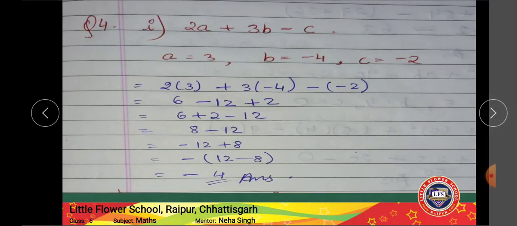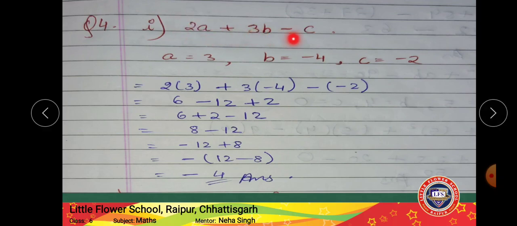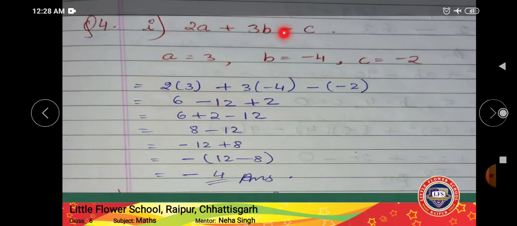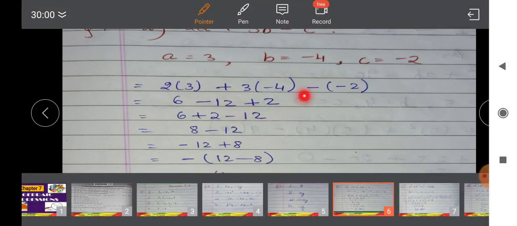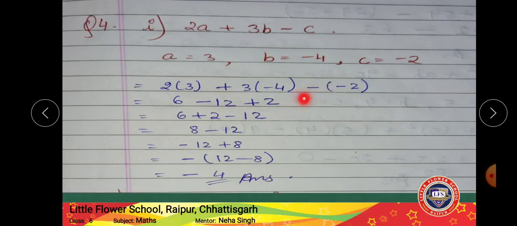First part, 2a plus 3b minus c, right? This is the equation given, and the value of a is 3, b is minus 4 and c is minus 2, right? So 2 into a, so 2 into 3, then b is minus 4, so 3 into minus 4, minus of minus 2, right?